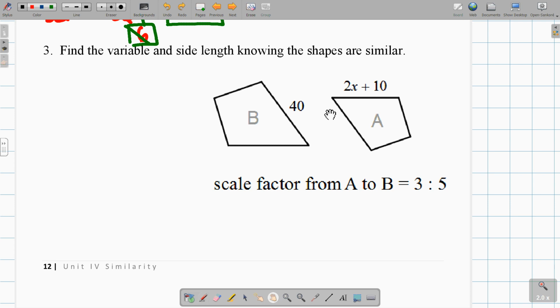I'll do one more with you. It says find the variable and the side length knowing the shapes are similar. So once again, we know the shapes are similar, which means I can do one of these. Similarity means congruent angles, ratios equal. And because those ratios are equal, I can do a proportion.